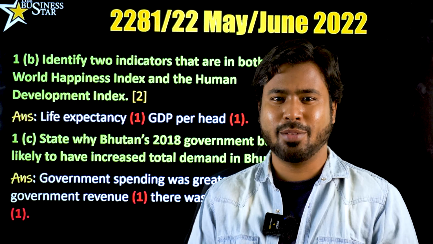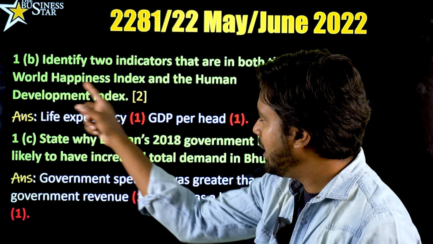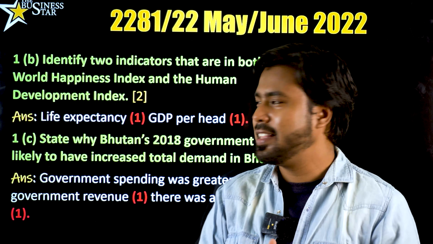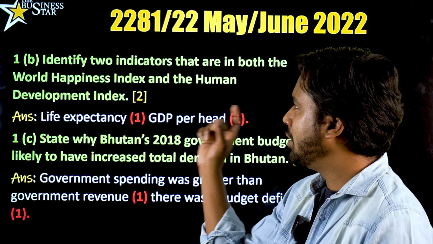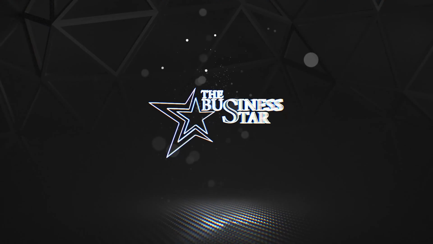So business stars, in question number 1B, you can see: identify 2 indicators that are in both the World Happiness Index and the Human Development Index. It's a 2-mark question. The answer is life expectancy and GDP per head. Again, over here, you can find this from the case study. So let's move on to question number 1C.